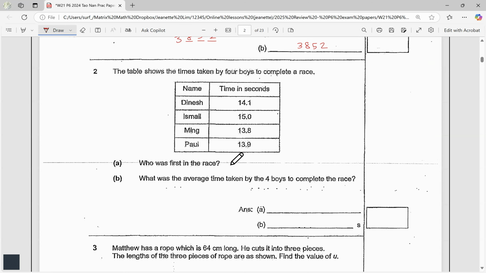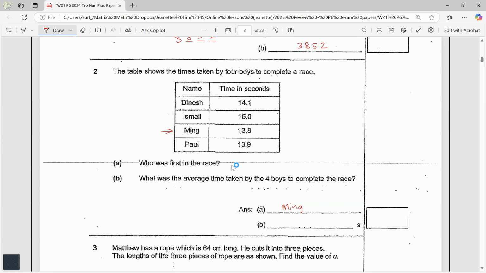For question 2, the table shows the times taken by 4 boys to complete a race. Who was the first in the race? The first in the race would take the shortest time. So we should be looking at the one who takes the shortest time, which is 13.8 seconds. Our answer is Ming.